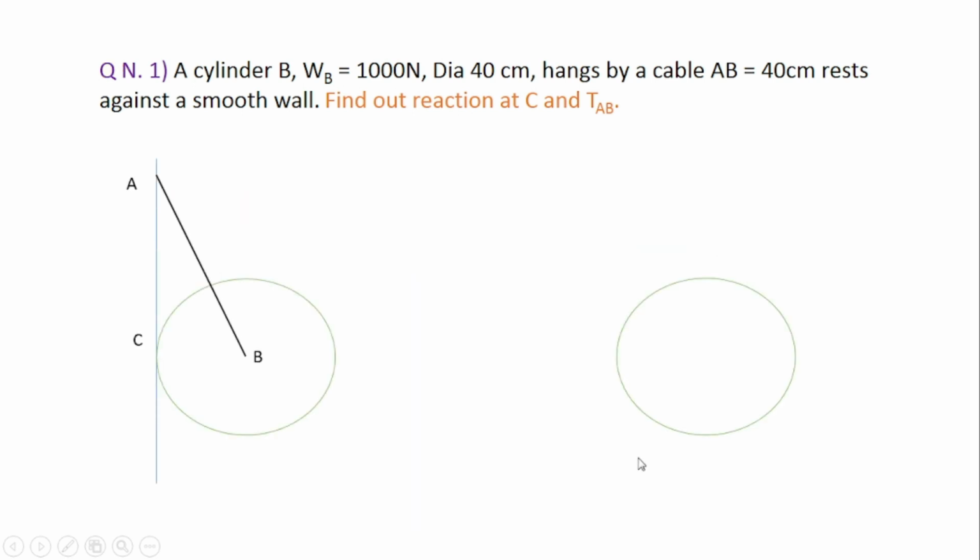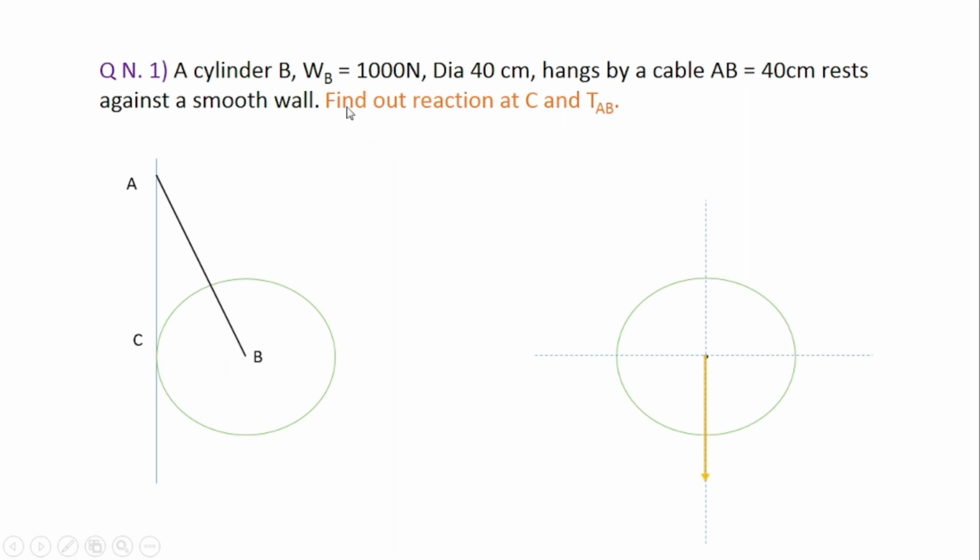First we'll draw the FBD of the given sphere. Then we'll show the center of the sphere here because it forms a concurrent force system. Then draw the x-axis and the y-axis. So this is your first quadrant, second quadrant, third quadrant and the fourth quadrant. With respect to that, we will show the forces on the system.